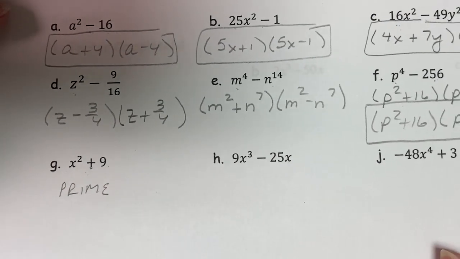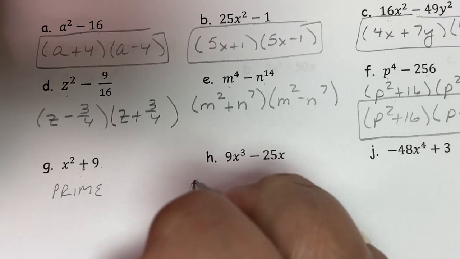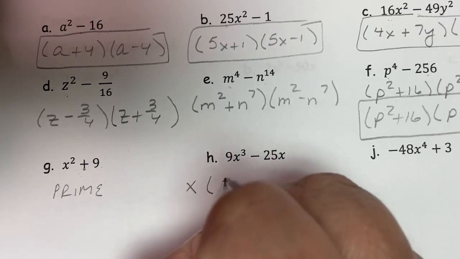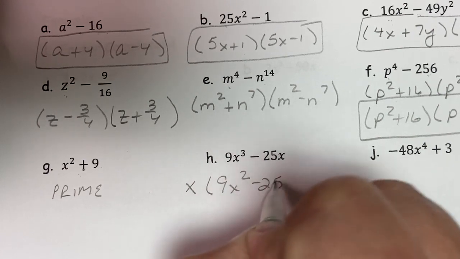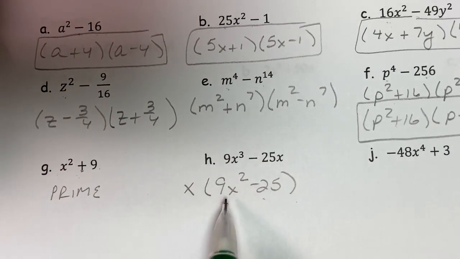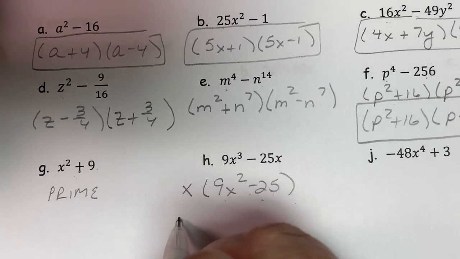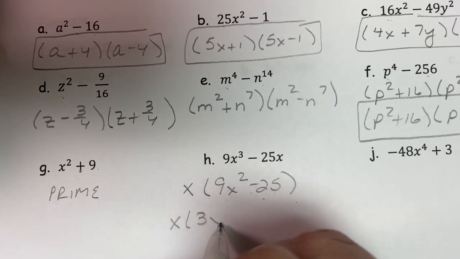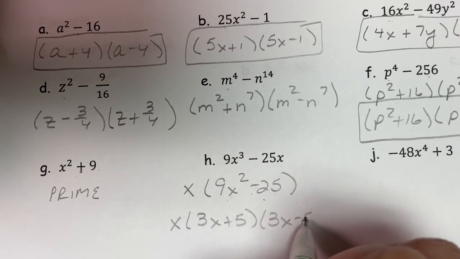Let's look at h. Well, hopefully you notice that I can take out a GCF of x before I do anything else, which leaves me 9x squared minus 25. Now we look here. Is this a difference of two squares? It sure is. So it factors into 3x plus 5 times 3x minus 5.